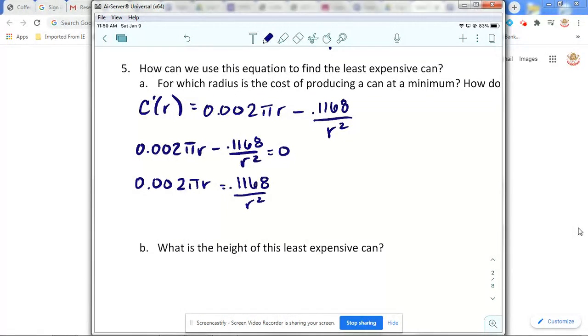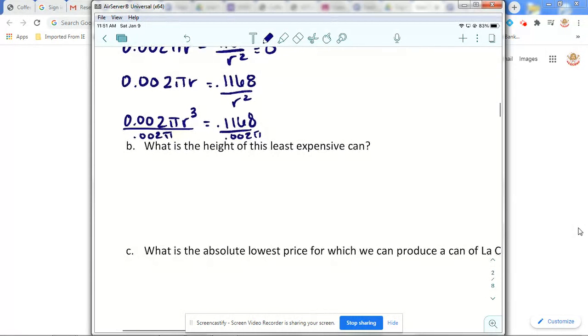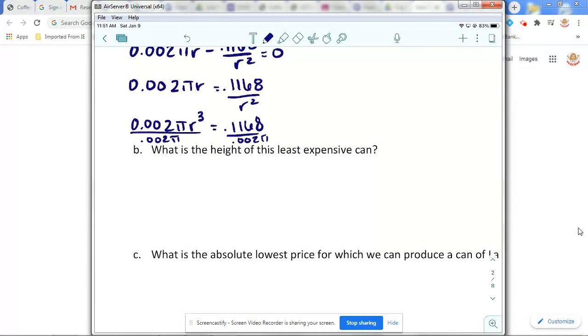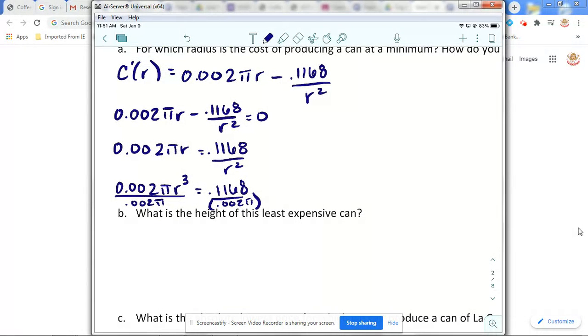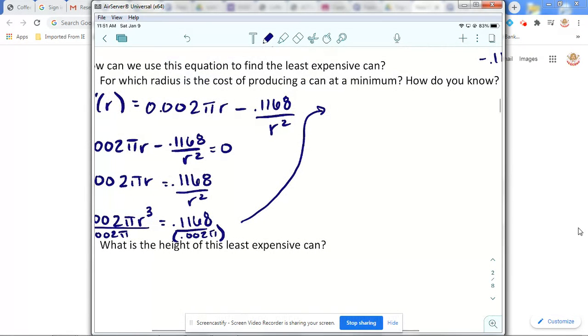Multiply by r squared. Okay, and then we're going to divide. Now be careful. When you're using your graphing calculator, if you have to divide by 0.002 pi, you're going to need to put that in parentheses or use the alpha y equals fraction button. Because if you don't, it will only divide by the 0.002 and then it's going to multiply by the pi. And so it will definitely give you the wrong answer.